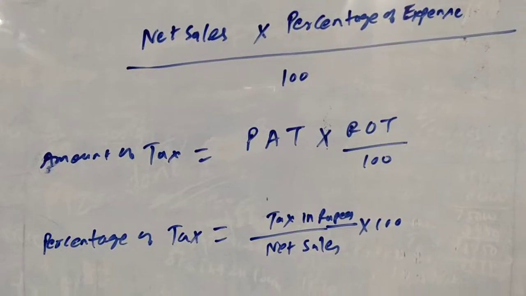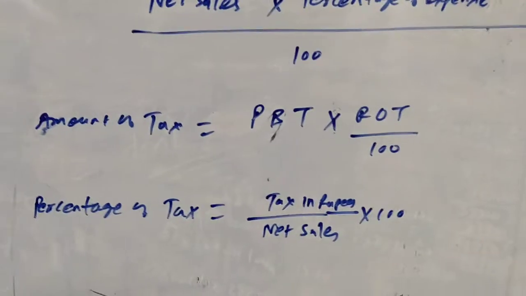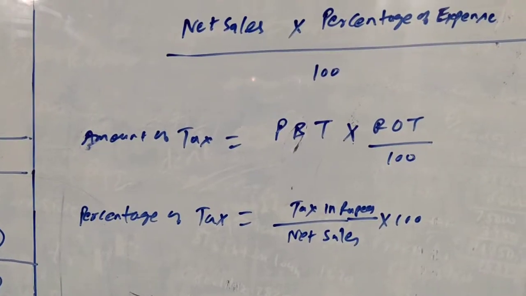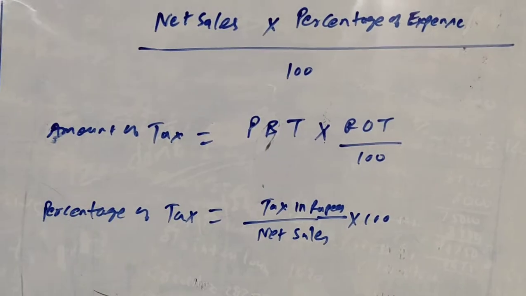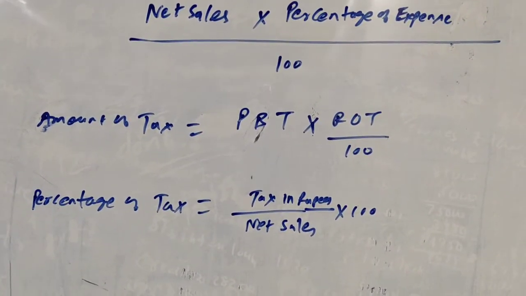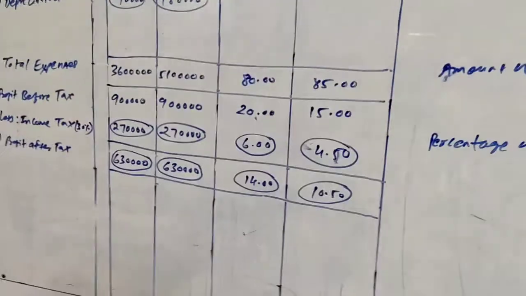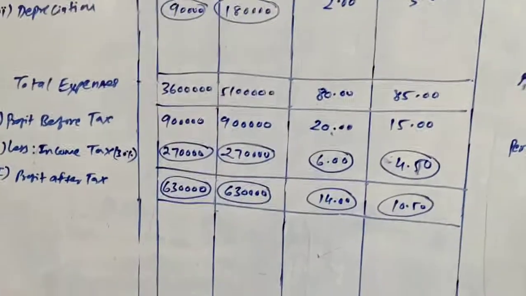The formula we have to apply is this: amount of tax equals to PAT, not PAT, PBT. Wrongly it was written PAT, actually it is amount of tax equals to PBT into ROT upon 100, that is profit before tax into rate of taxation upon 100. So that way 2,70,000 and 2,70,000 it is calculated.